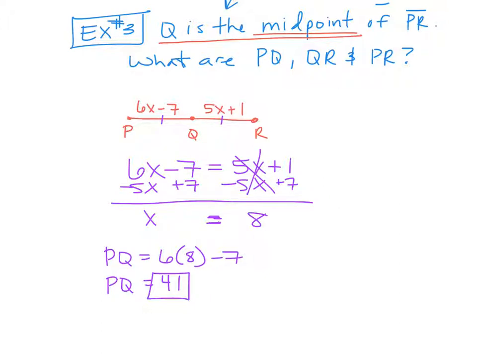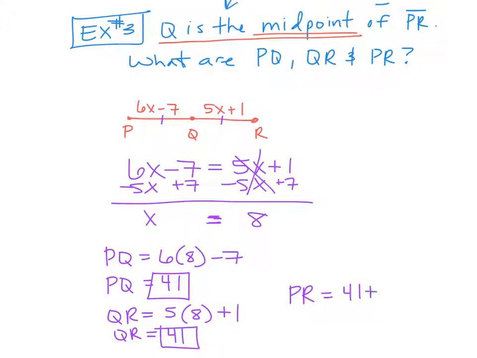So what is QR? It should be 41. Now, I would still plug it in just to make sure. So QR is 5 times 8 plus 1. So 40 plus 1 is 41. So then you know you did it right, which means the last thing they asked you for, PR, what do we do? Just add those together. 41 plus 41 is 82.